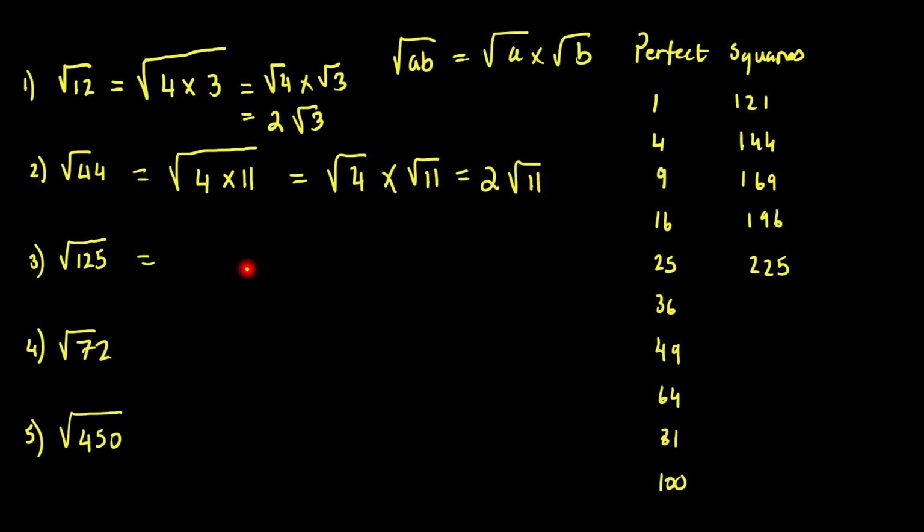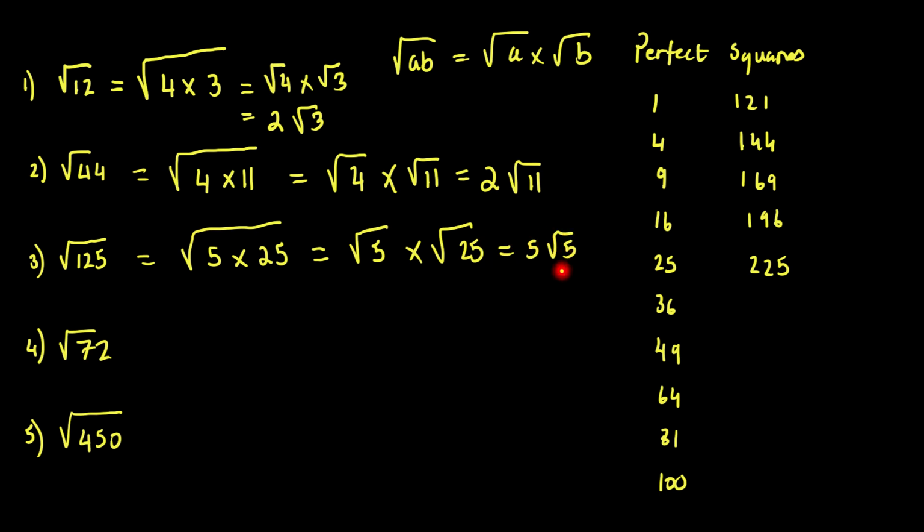Let's look at the third one here. This time we have root 125. I would say that would be written as 5 times 25. And then I could write them as root 5 times root 25. And I can take the square root of 25 because that's 5. So this will be 5 root 5. And that would be my final answer.